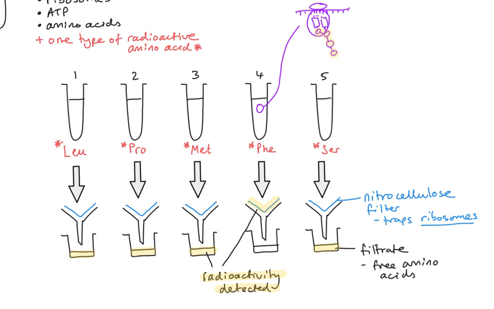And I'm showing here that where it's yellow, it means it's radioactive. So in the one with radioactive leucine in it, the filtrate is radioactive. So leucine has just passed through the filter. It's not bonded onto a ribosome. Leucine has not been used in protein synthesis. Same for proline, methionine, and serine.